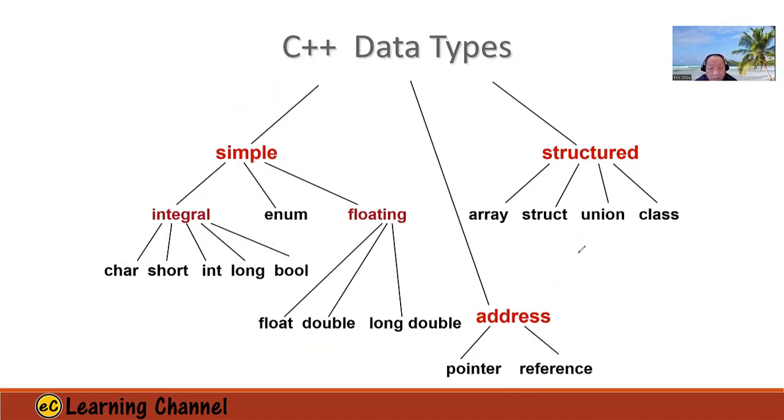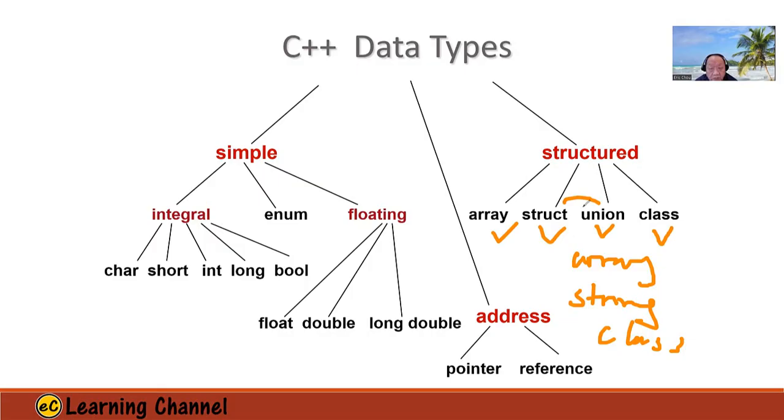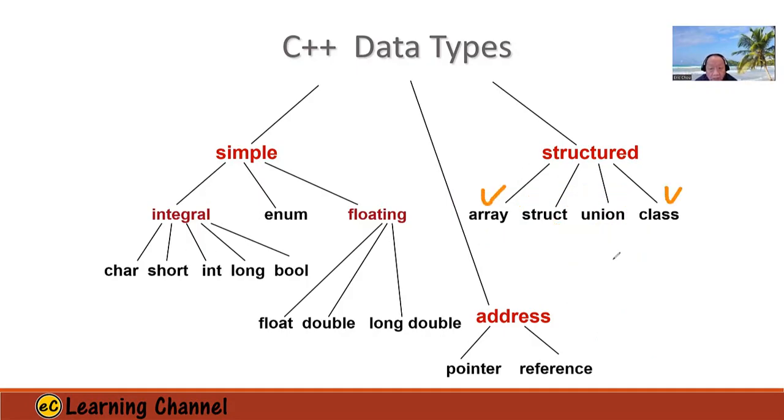And structure types: Java has array, string, and class. Right here, you have array, structure, class, and union. C language has union, and structure is the same as in C language, but slightly different in Java. C doesn't have class, so basically these are C language data types, and then added with class. That's what C++ is. And Java has array, class, and string types, but doesn't have structure and union.